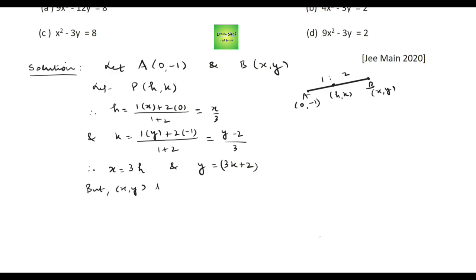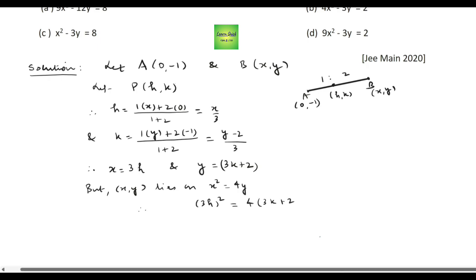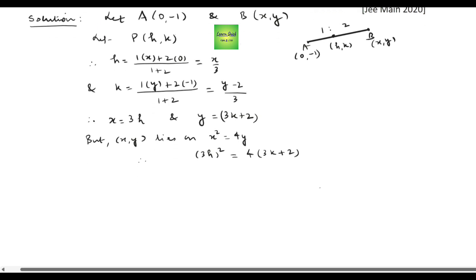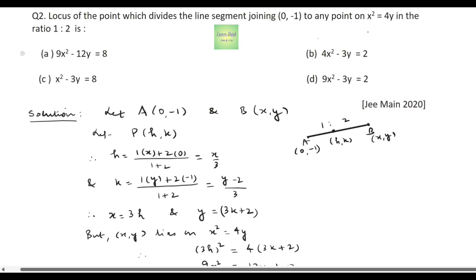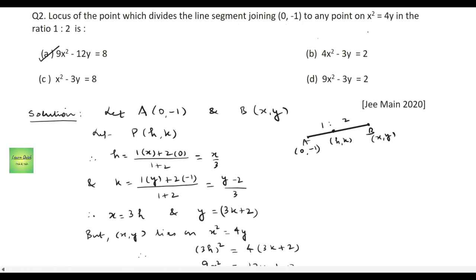But the point (x, y) lies on x² = 4y. So putting these values in the equation, we get an equation in h and k like this. We finally do the step as we know, replacing h, k by x and y. So 9x² = 12y + 8, and hence 9x² - 12y = 8 is the final answer, which is option A here, right?